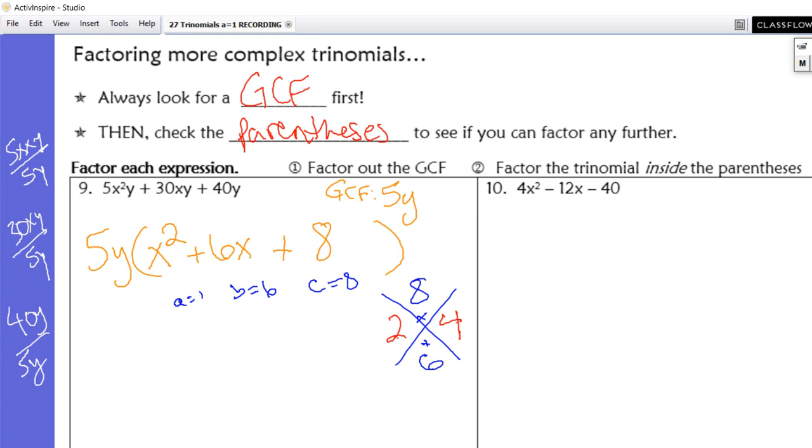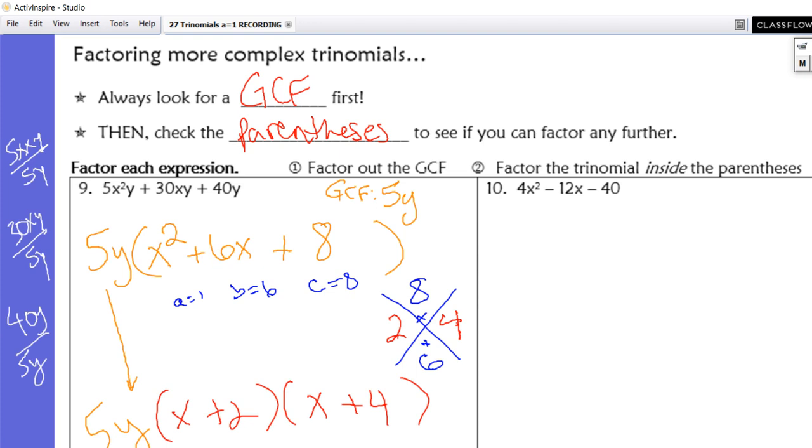Alright, I've got everything all ready for my factoring now. From the information we got from our x, we end up having two factors. 2 is one of our values, so our factor is x plus 2. 4 is the other value, so we're going to have a factor that's x plus 4. The last part that you need to write down is the GCF that you took at the very beginning. So the 5y needs to be included right in front of those parentheses, and then you have a completely factored expression.